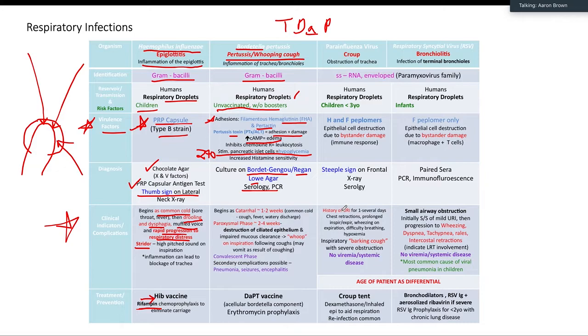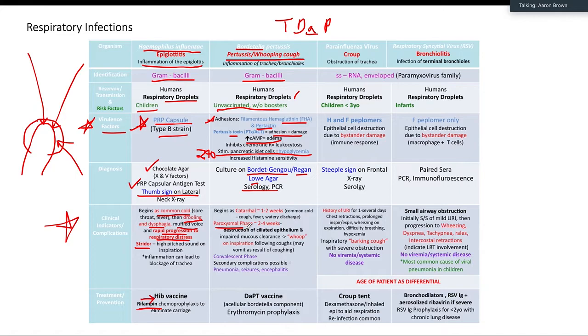The phases of pertussis are important. We're going to start out with a catarrhal phase of 1 to 2 weeks. It really just looks like a common cold with cough and fever. That is going to progress to the paroxysmal phase. This is our whooping phase of a Bordetella pertussis infection.